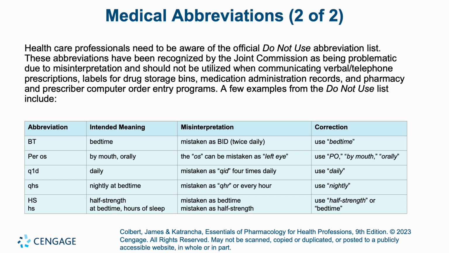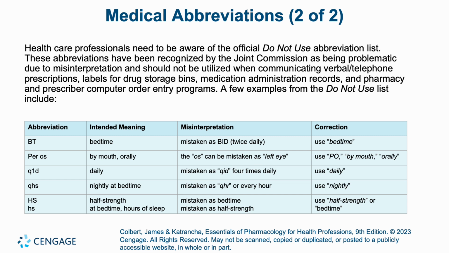Per os used to mean by mouth or orally. It's misinterpreted often with the OS as that abbreviation for left eye, so we use PO, by mouth or orally. Q1D, intended meaning daily, misinterpreted as QID, which, as we learned on the last slide, means 4 times daily. Instead, now they will write daily. And then, interestingly enough, they put as part of the do not use list QHS, nightly at bedtime, mistaken as QHR, or every hour. It says to use nightly instead, but they also put HS, intended to mean half strength, but mistaken as bedtime or per hour of sleep.